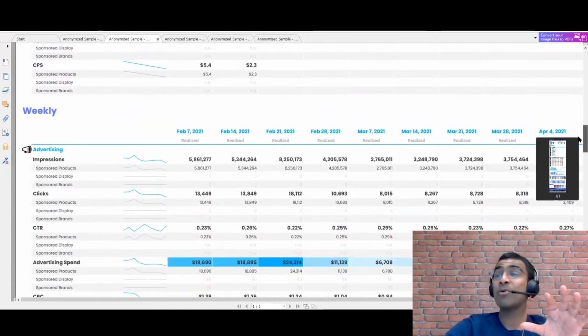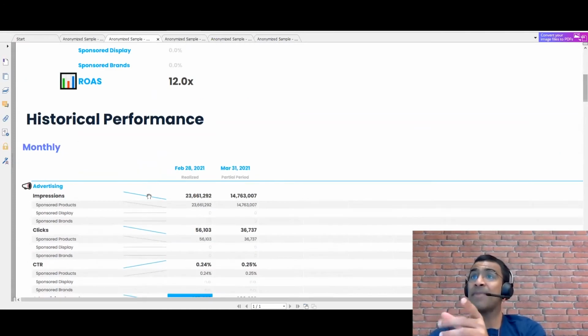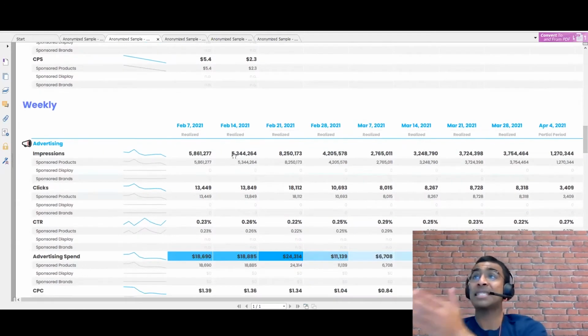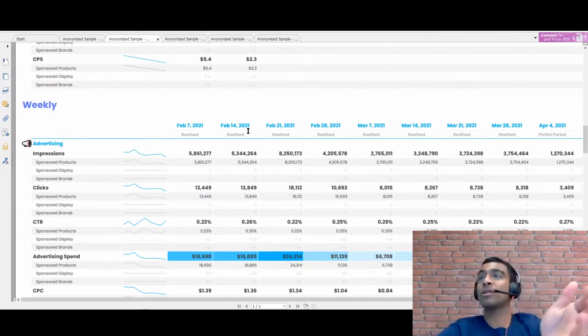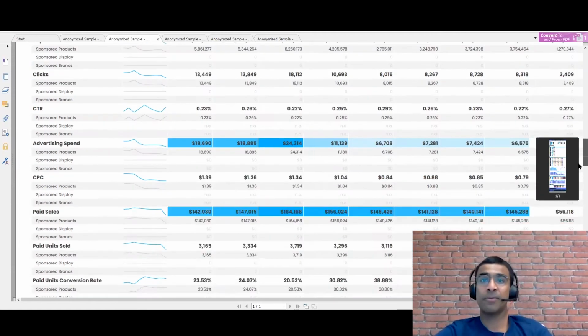When you scroll further down, you see the same metrics broken out on a weekly basis. Up here was a monthly basis, the month of February, the month of March. And when you scroll down, it's all split out on a weekly basis. That means the week that ended February the 7th, the week that ended February the 14th, and so on, with impressions, clicks, CTR, and all of that.